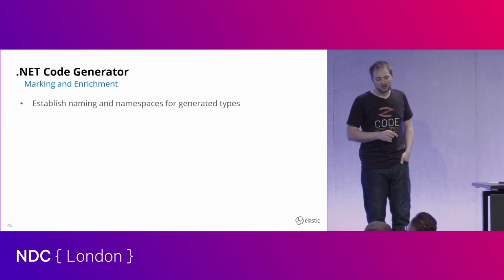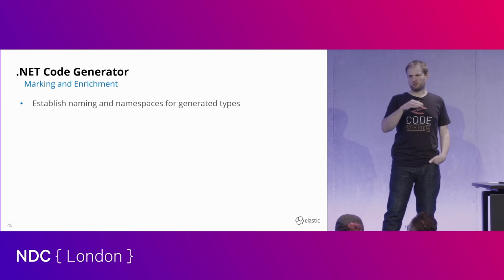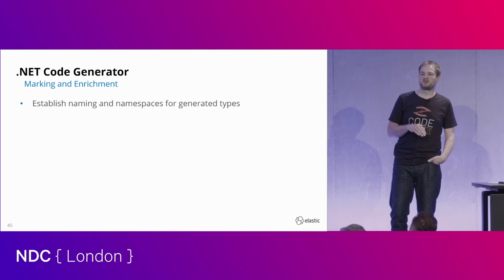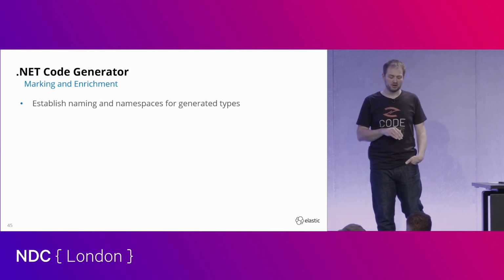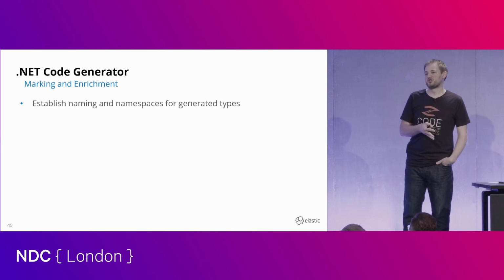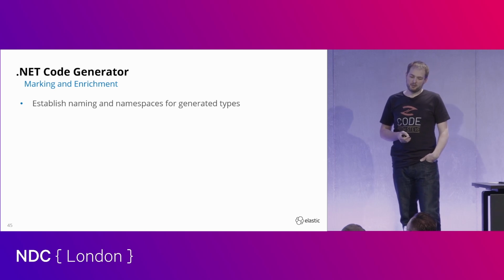Also, we have to think about namespacing. We don't want a namespace that says underscore global in C#. I think it would be unhappy. We want it to be in our root project namespace for our assembly in that scenario.